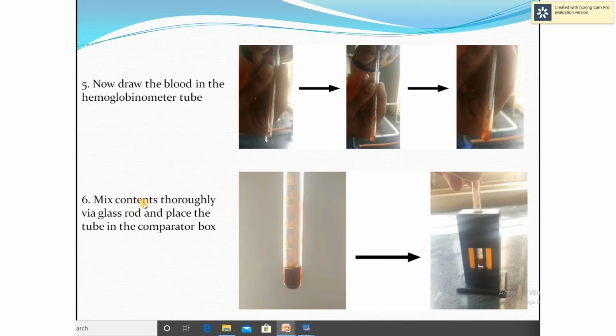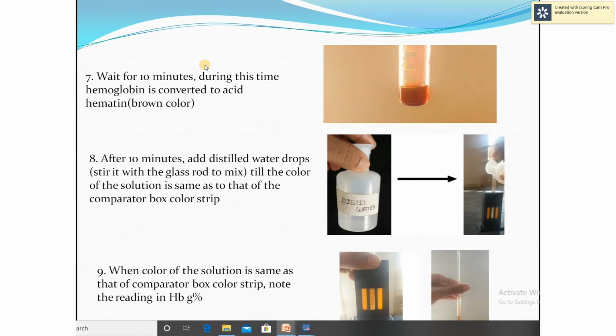Next, mix the contents thoroughly with the glass rod and place the tube in the comparator box. As I've told you, mix this blood and the N/10 HCl with the help of a glass rod and put it back in the comparator box. Next, wait for 10 minutes. During this time, hemoglobin is converted to acid hematin. You'll have to give a bit of time for the N/10 HCl and the blood you took to get mixed and form hematin.